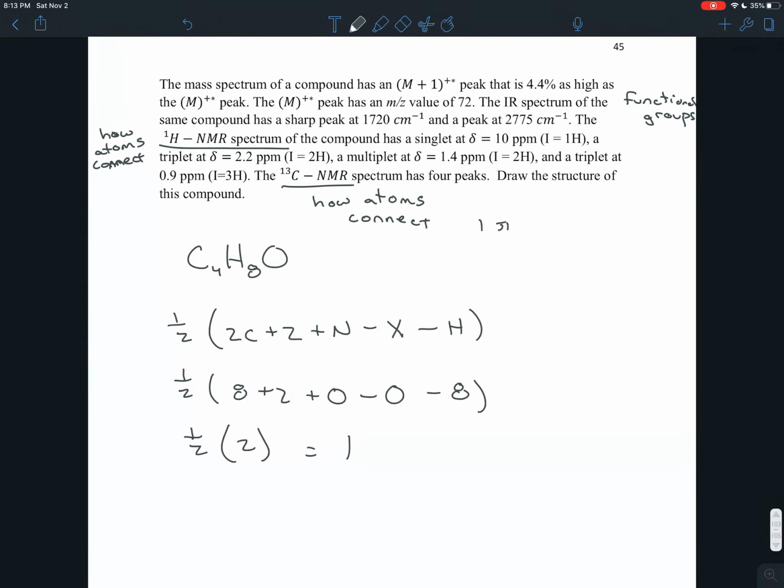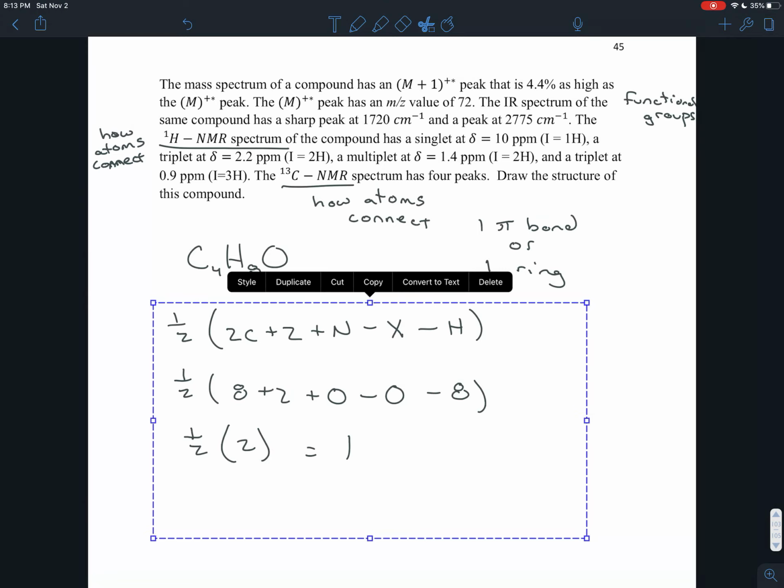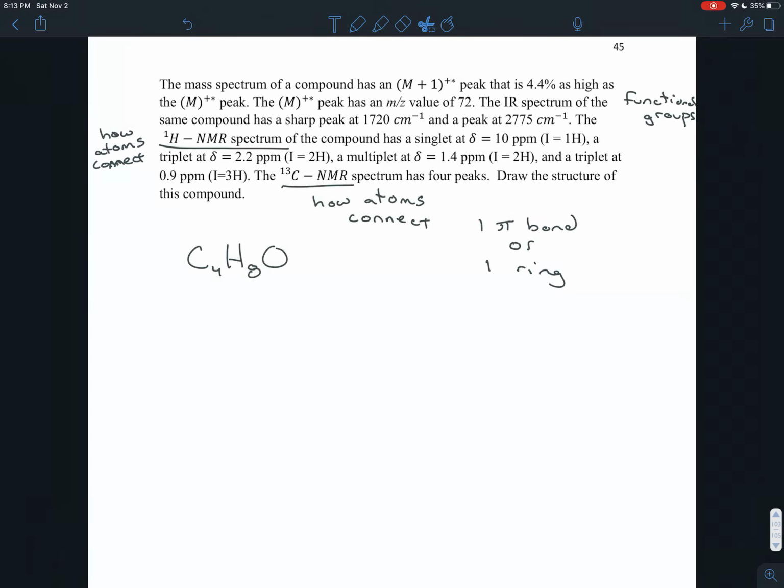So we have 1 degree of unsaturation. That means we either have 1 pi bond or 1 ring, either one. At this point, no way to tell. Okay, so much for our mass spectrum. Now let's zoom in on the IR spectrum and think about the functional groups we might have.